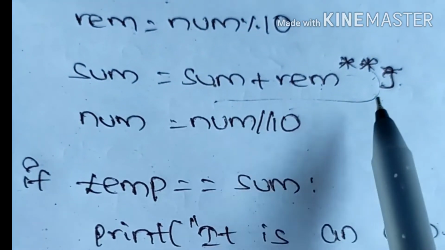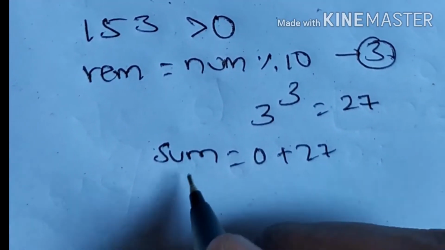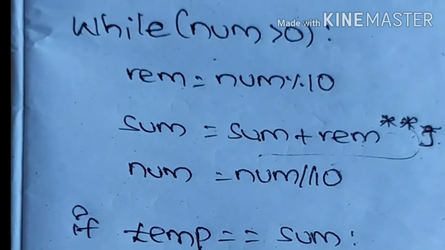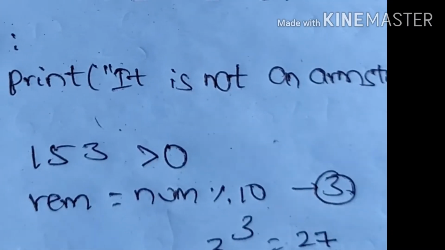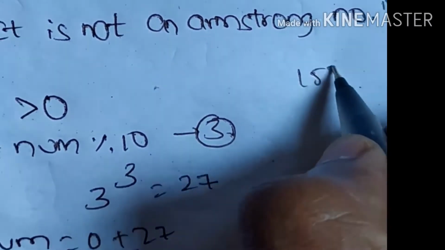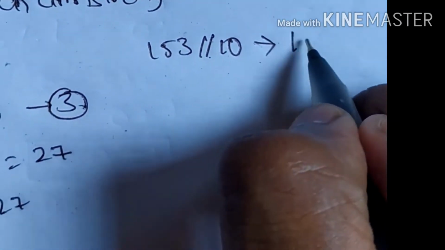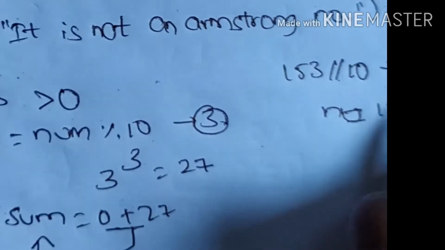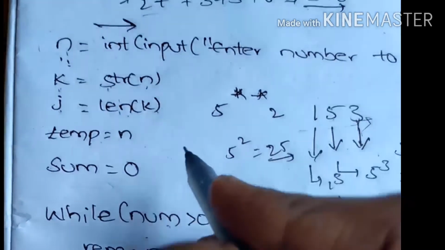Here sum equal to sum plus remainder cube, we will get sum equal to 27. Now 27 will be stored in sum. Then here the condition is num equal to num divided by 10. When we divide 153 by 10, we will get here integer quotient, that is we will get 15. Now num is assigned to 15. Sorry, here I given num, make it as num, temp equal to num, and this is also num.